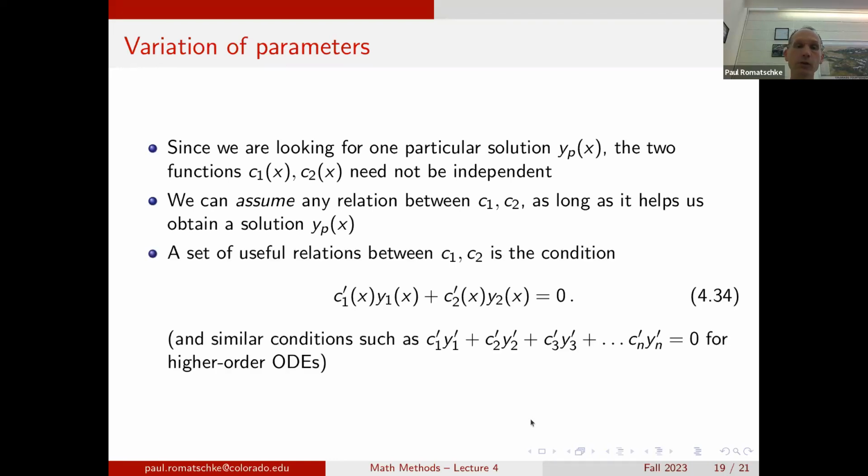It turns out that a useful set of relations that we can assume for c1 and c2 is a condition such as this one. So c1 prime, the first derivative of the function c1 times y1, the first linearly independent solution to the homogeneous problem, plus the first derivative of coefficient function c2 times the second solution to the homogeneous case is equal to 0.